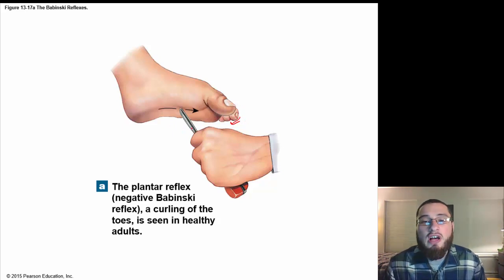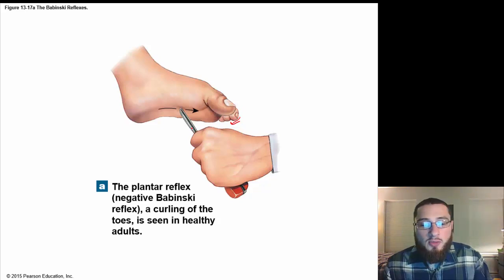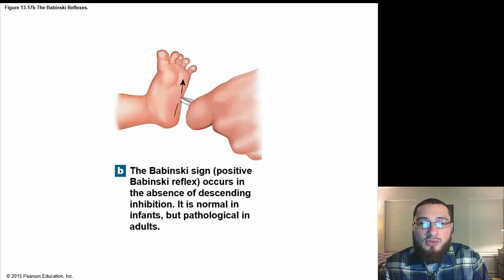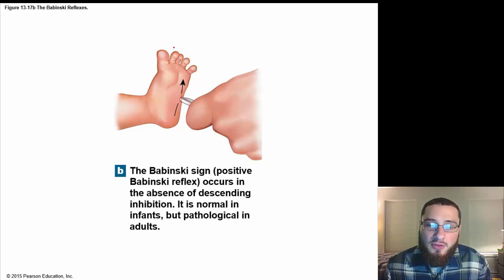It means that any neurological issues related to that are negative. But then in a baby, when we do that same exact thing, up until about a year old, they're going to fan out their toes, and that's a positive Babinski reflex, which is perfectly normal for an infant.